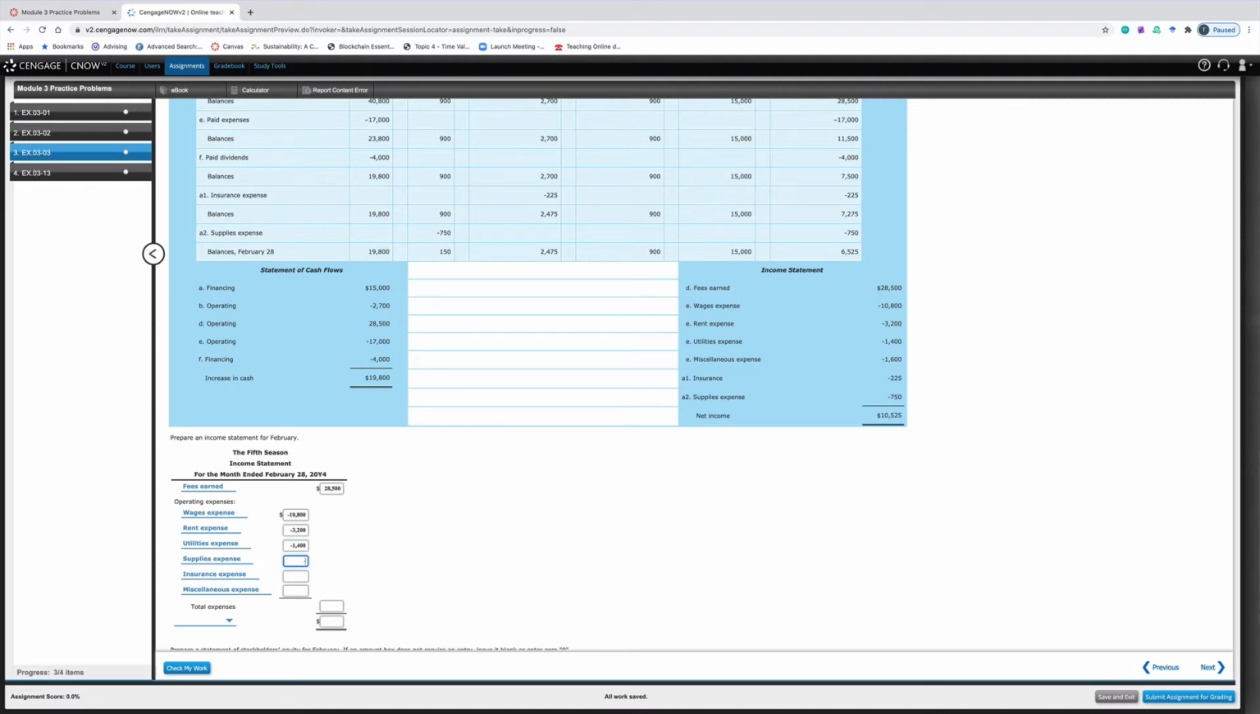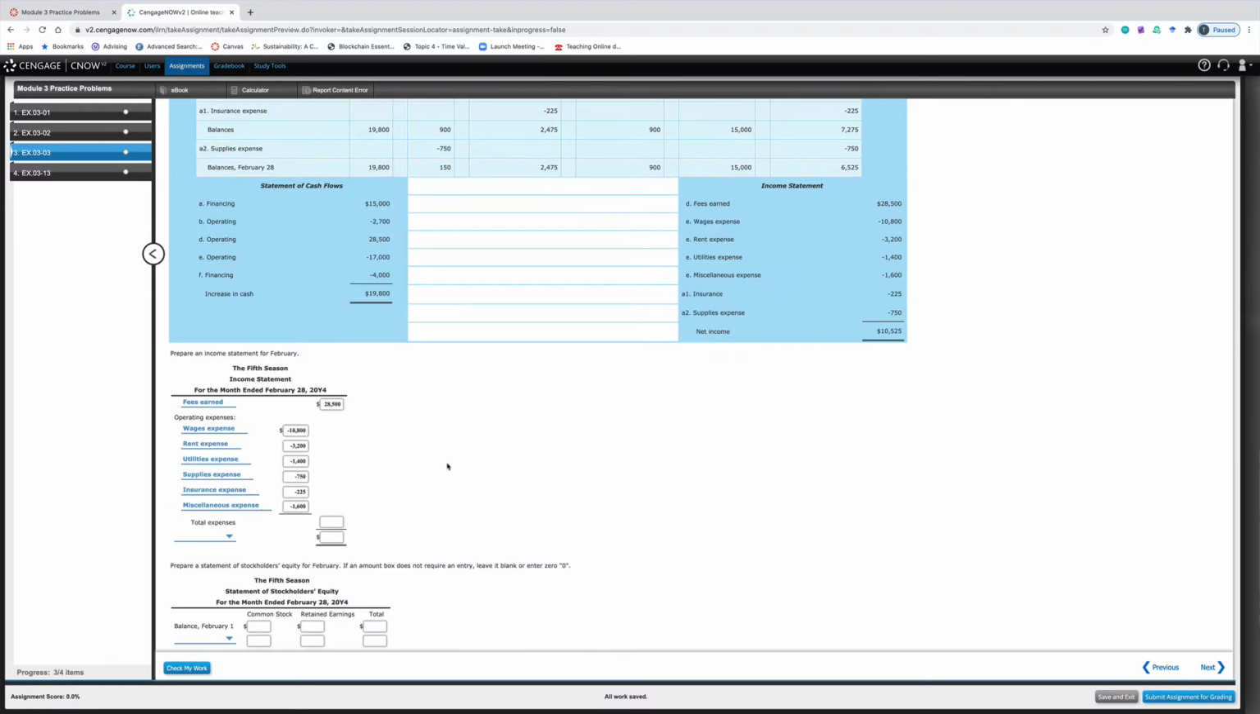Supplies were $750. Insurance was $225. Miscellaneous was $1,600. Okay, and then you add all these up to get a total. So the total was $17,925 for the expenses. And then that means that we had a positive net income of $10,525.